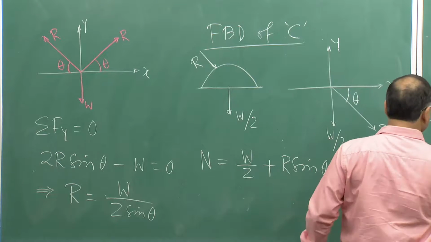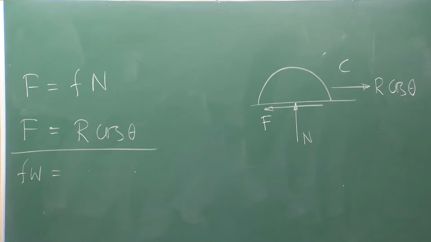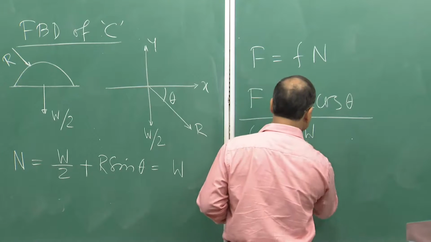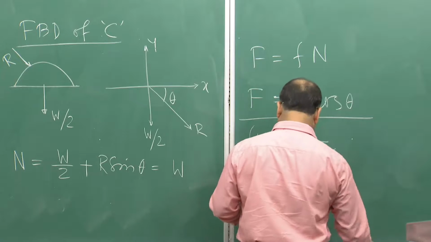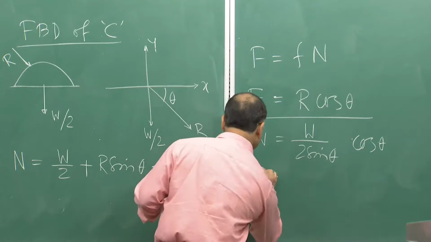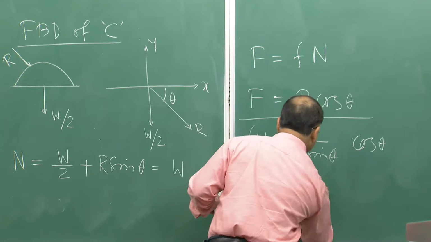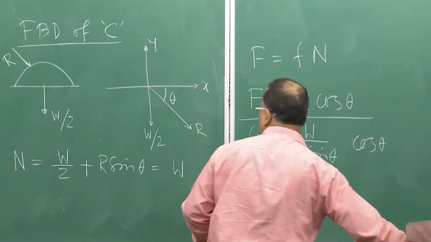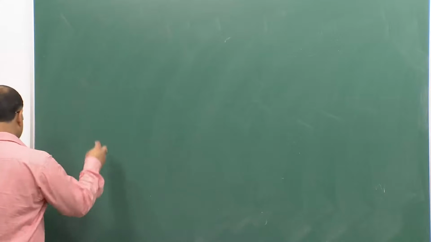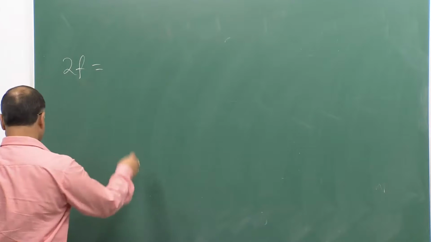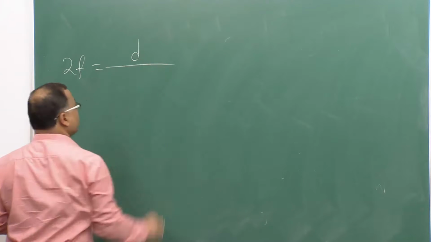Anyway, so now we can write f W, because N is nothing but W, is equal to R, which is already obtained, W by twice sin theta, into cos theta. So, from this I can simply write f equal to cot theta by 2. Okay. So, therefore, I can write twice f equal to the expression for cot theta.